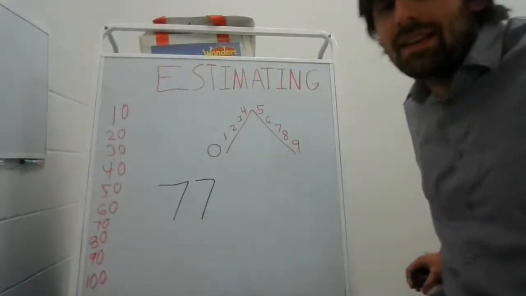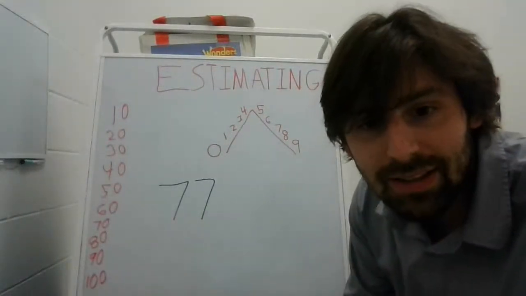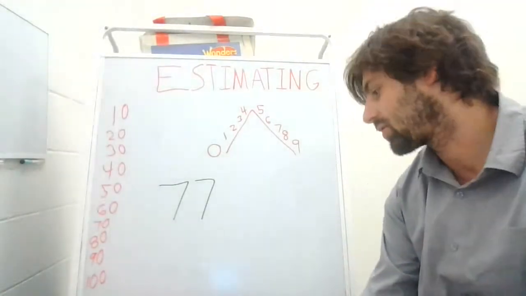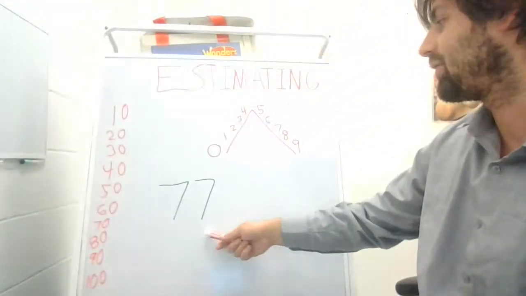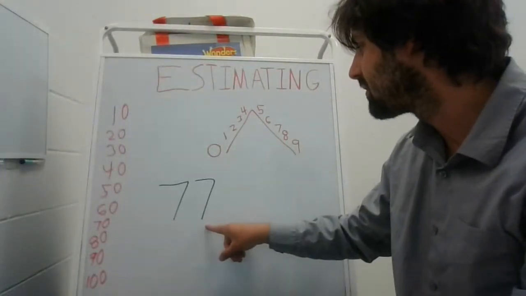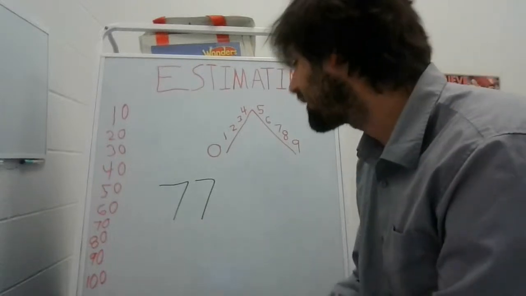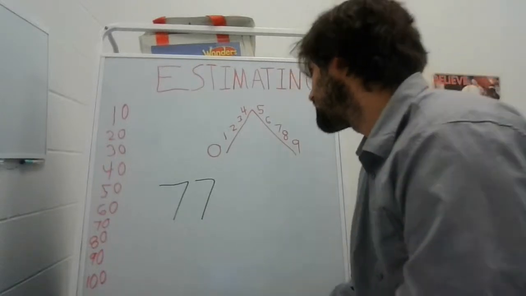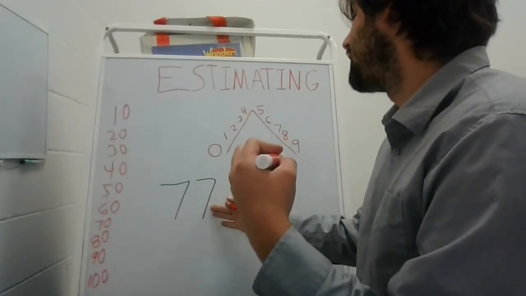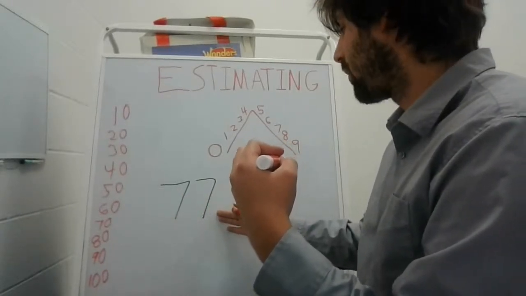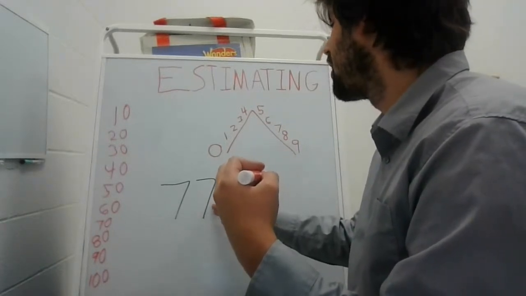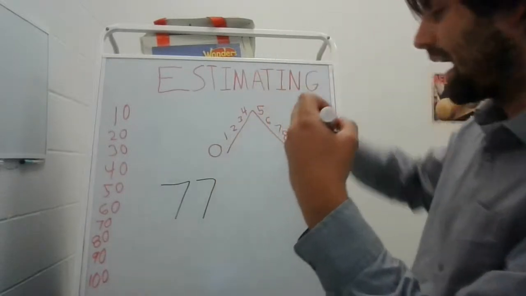So when we estimate numbers, when we round to the nearest 10, if the digit in the ones place is 5 or more, we raise the score. So the number 77, if I am looking at the digit in the ones place, the digit 7 is more than 5. So 5 or more, we raise the score. So since the digit in the ones place is more than 5, we are rounding it up to 80.